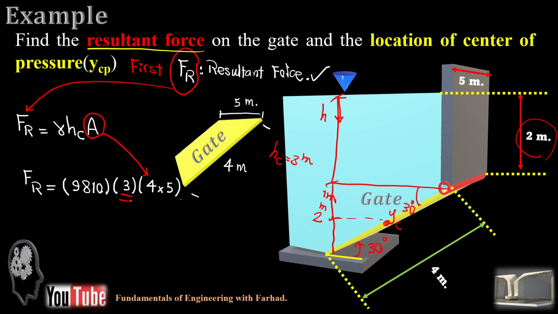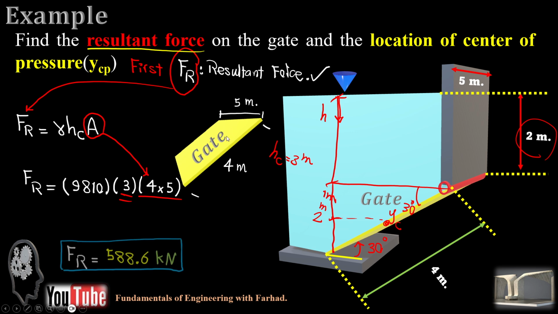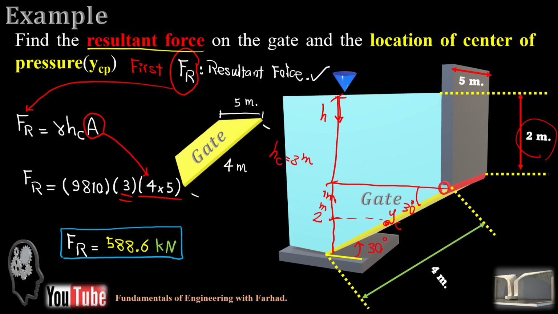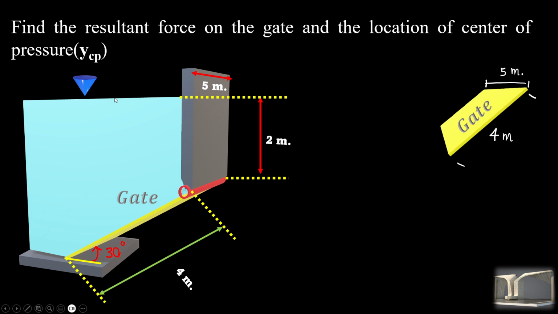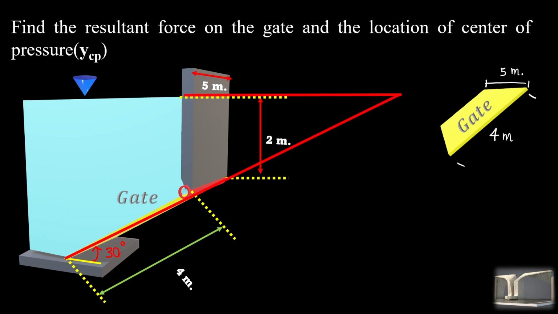Then area is definitely the area of the gate, which is 4 meters times 5 meters, and it just gives us a resultant force of 588.6 kilonewtons. And then in the second part, we are going to calculate the location of the center of pressure, that we definitely know is a little below the center of gravity.